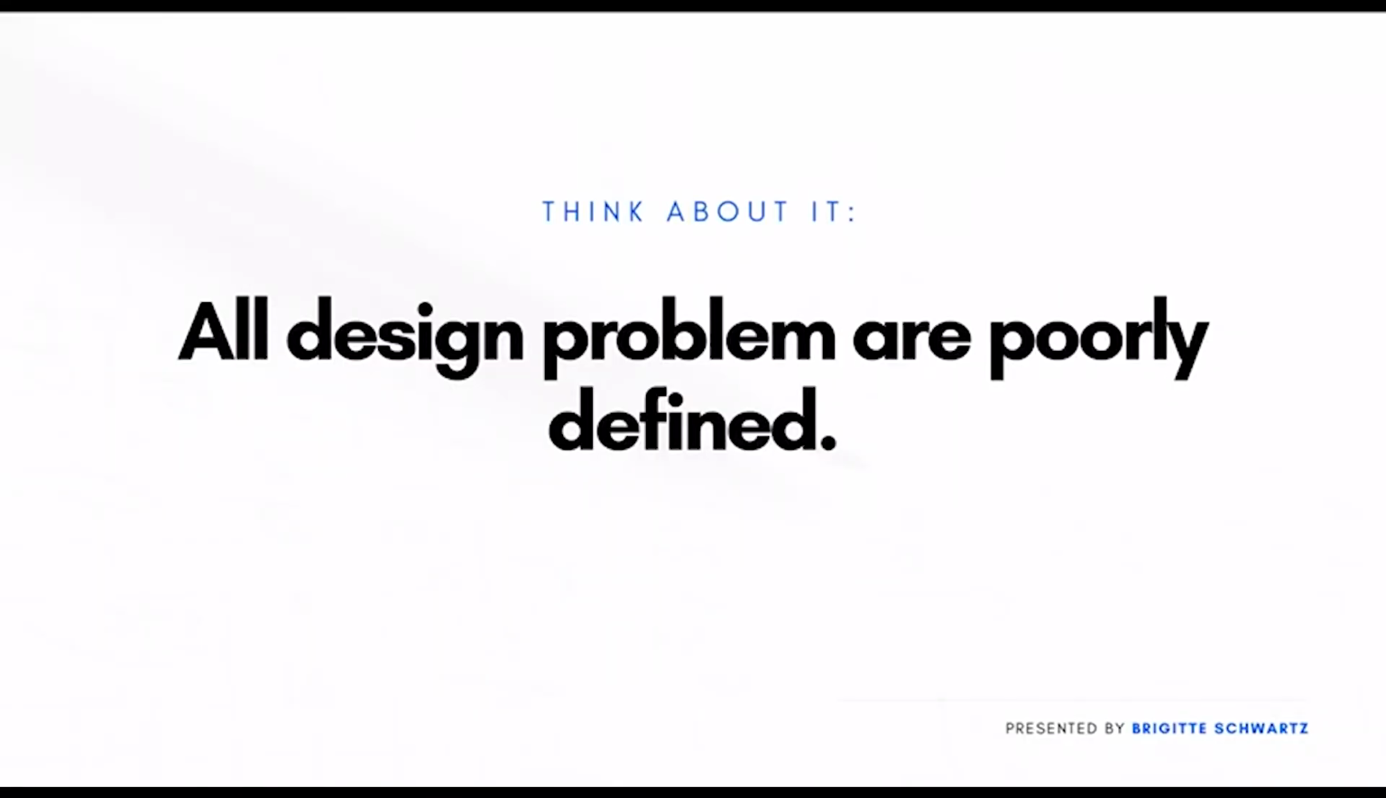So let us think about it. All design problems are poorly defined. So in your opinion, why do all design problems start with being poorly defined? What is the meaning of poorly defined? It means that the problem is not well defined. So when the problem is not well defined, problems will occur and will keep rising until we have finally defined what is the real problem related to that issue.